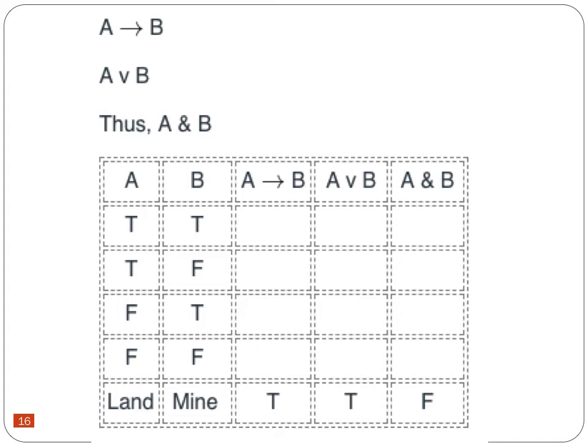Then each premise is going to get a column. So we have a column for A arrow B, if A then B, and we have a column, that's column 4 from left to right, for A or B, and then finally a column for the conclusion, A and B.